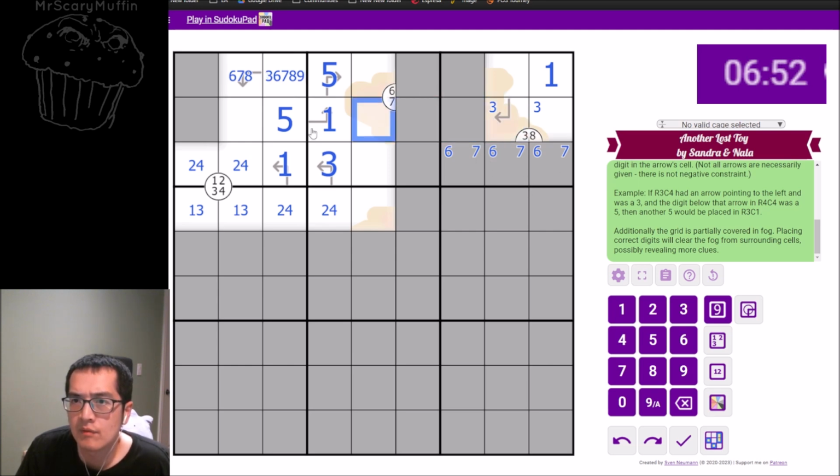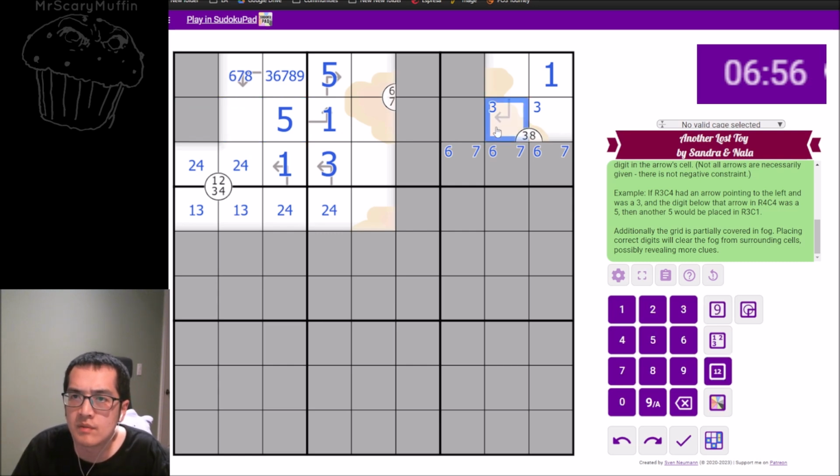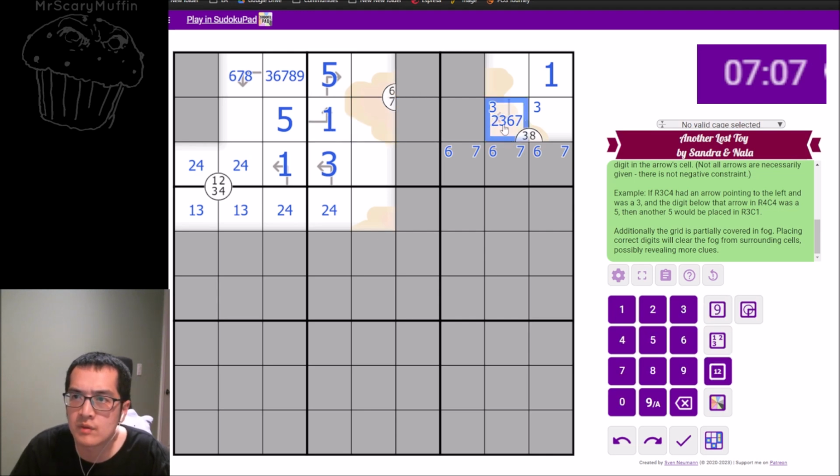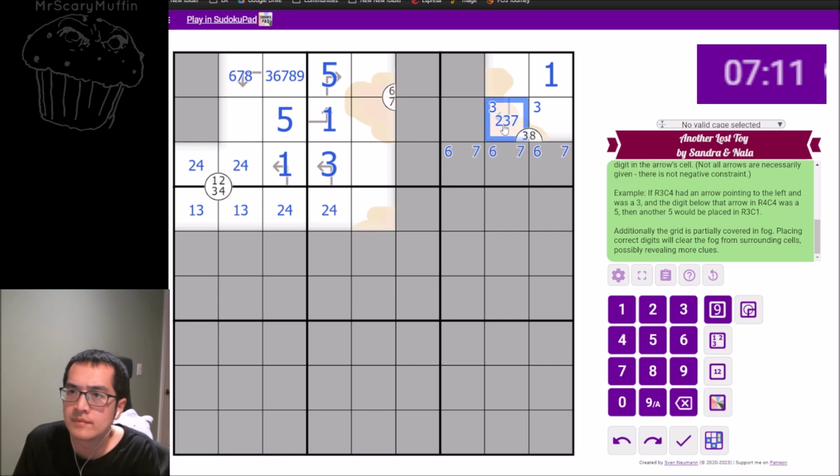1, 2, 3, 4, 5, 6, or 7. Can't be 1. It could be 2, 3, 4, 5, 6, 7. Now, 2 would put it here. 4 would mean it's a 1, so it can't be a 4. 6 would mean it's 5, so it can't be that either. So we get 2, 3, or 7. It can't be a 7 because 7's down here. So it's a 2 or 3, which means it's this number or this number.